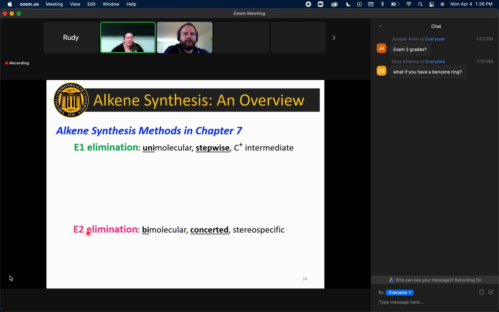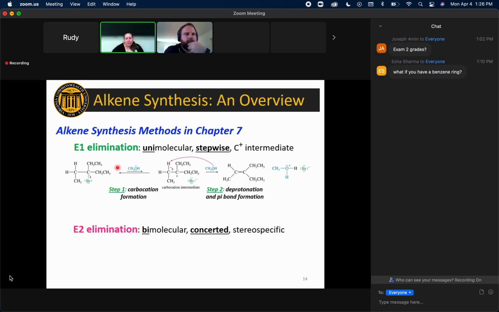And we can contrast that with E2 elimination, which of course is bimolecular because it's called E2 elimination. It is concerted, so all of the bond making and breaking steps are happening in concert, or at the same time. And that makes it stereospecific, meaning that the stereochemical information in the starting material can be translated to a particular specific outcome in the product. And we'll see more about that in the next couple of slides.